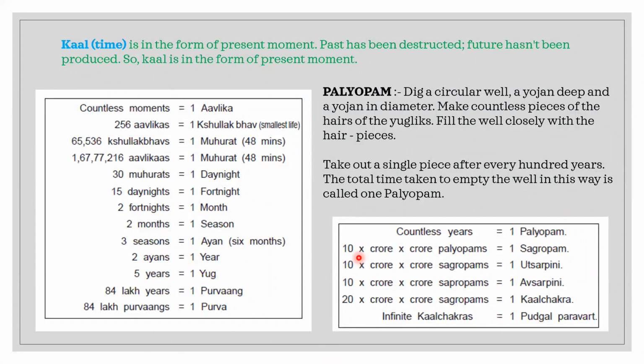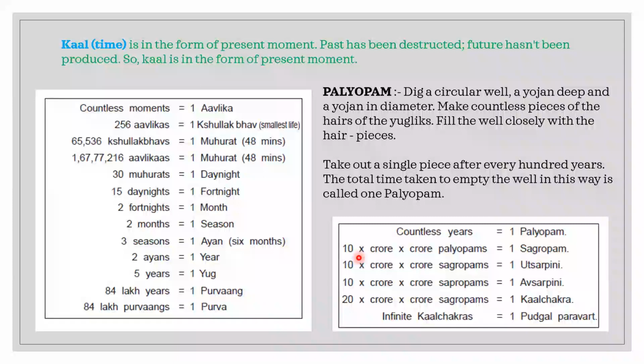30 Murats make 1 day. 15 days, that is a Shukla Paksh or a Krishna Paksh, is known as 1 Ahoratri or 1 fortnight. And 2 Pakshs, one Shukla Paksh and one Krishna Paksh, make 1 month or 1 Mass. And 2 Mass make 1 Rutu, that is 1 season, and 3 seasons make 1 Ayan.